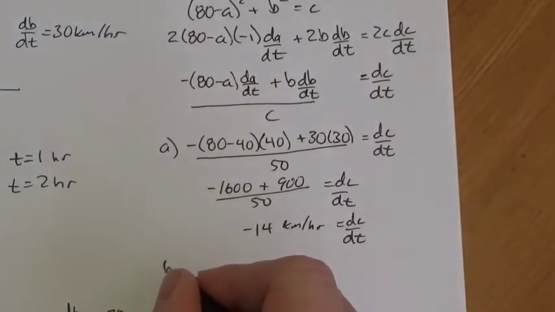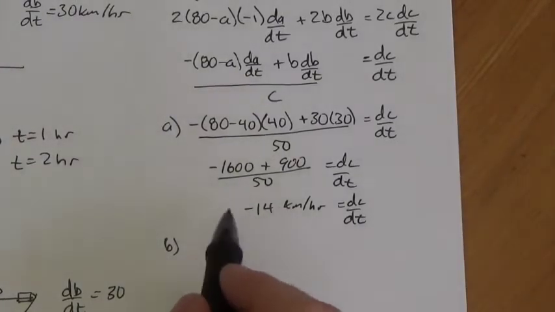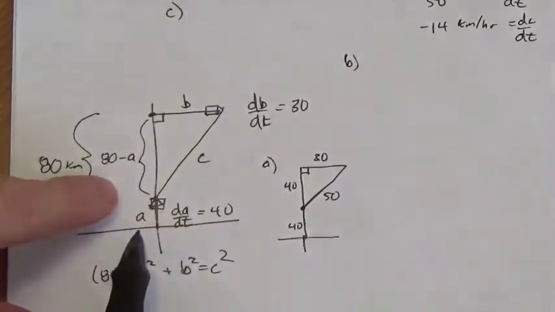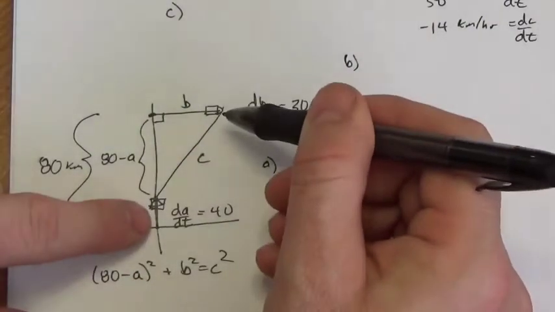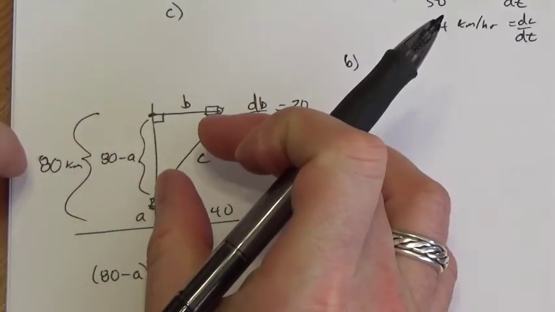Excellent. Now, by the way, it's negative because what that means is, as this car is going forward, it's causing this distance to get smaller. dC by dt is negative; the distance is getting smaller.